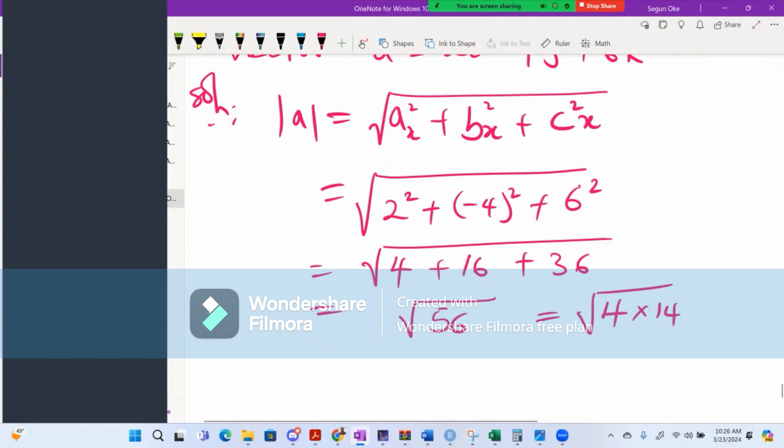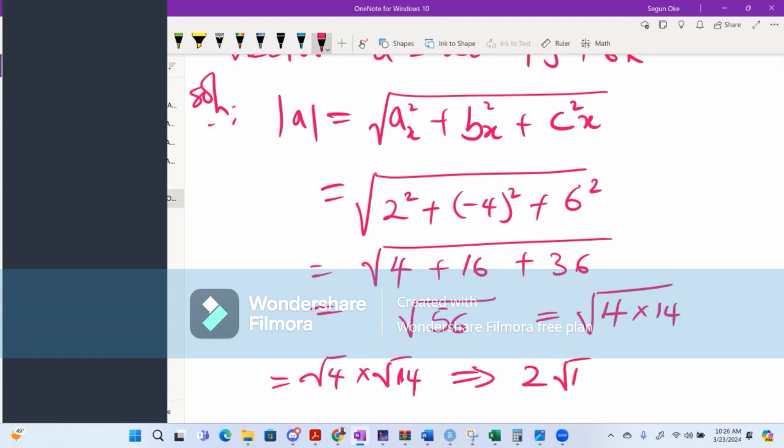So we have square root of 4 multiplied by 14, which gives us 56. But we can break it down by saying square root of 4 multiplied by square root of 14. I can find the square root of 4 easily, so it becomes 2 square root of 14. The 14 cannot be broken down further, so you have to leave it this way. Please take note of that. Any question?